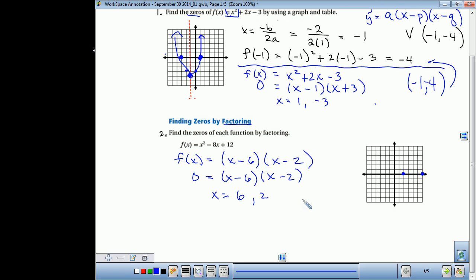4. It's halfway in between. 2 plus 6 is 8, divided by 2 is 4. X equals 4 is my axis of symmetry. Was there any stretch or compression that I have to deal with? No. So I can go down 4 over 2, vertex, boom.